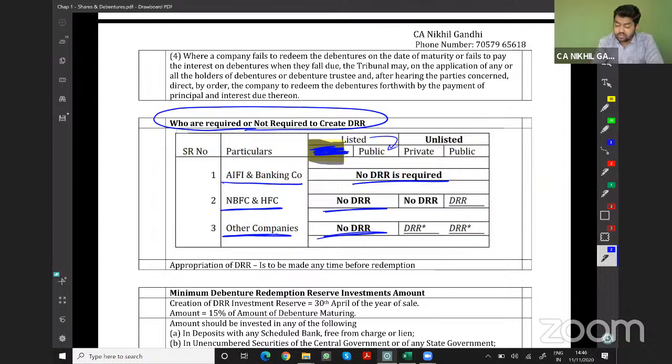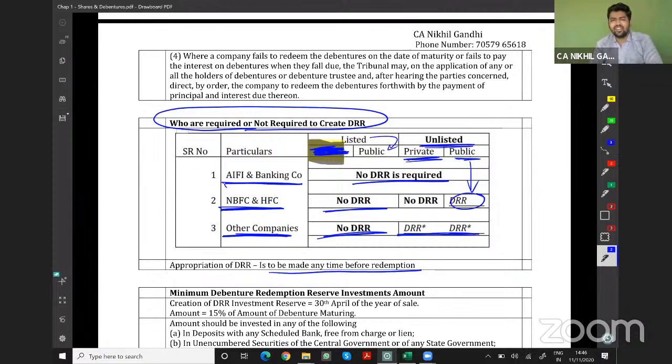But if you are an unlisted company, we have bifurcated into private and public. If you are an unlisted private or unlisted public company which is an AIFI or banking company, DRR is not required. If you are an unlisted public company, DRR is required in case of NBFCs and housing finance companies. If you are an unlisted public or private company other than these, DRR is required. Appropriation of DRR is to be made at any time before redemption.